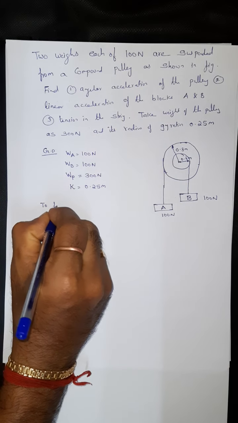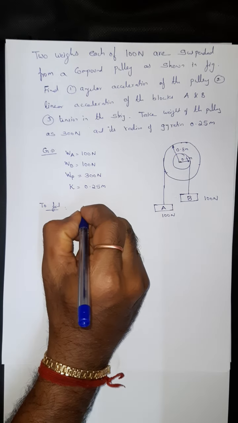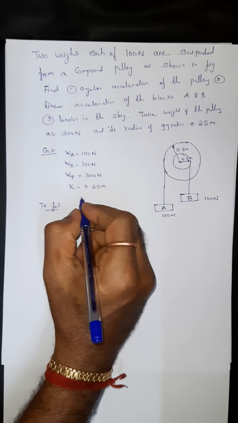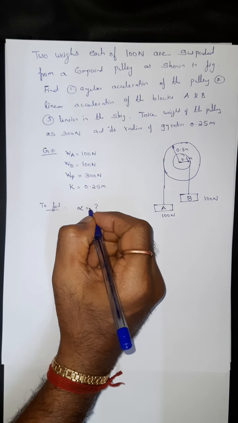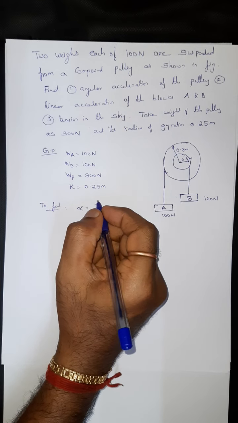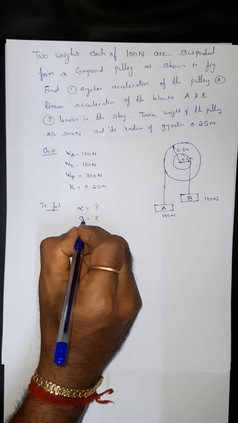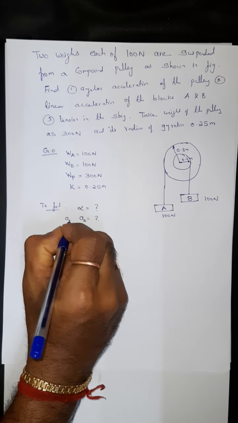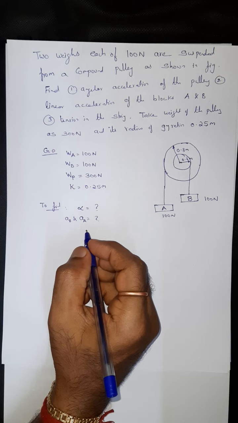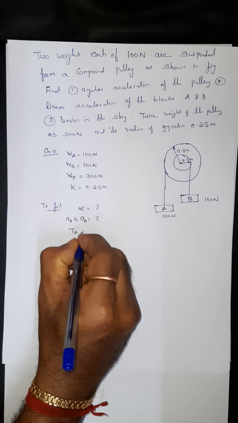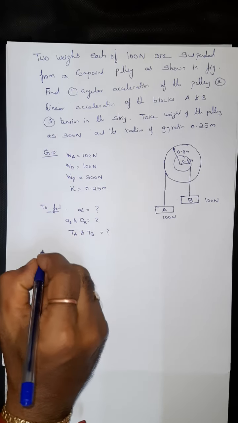To find: first the angular acceleration, that is alpha equal to what? Then the linear acceleration, which is A, that is AA and AB, equal to what? The third one is tension in the string, that is TA and TB, equal to what? Solution.